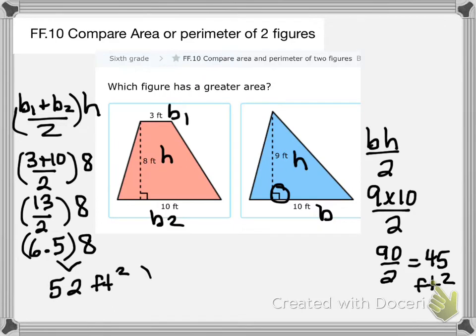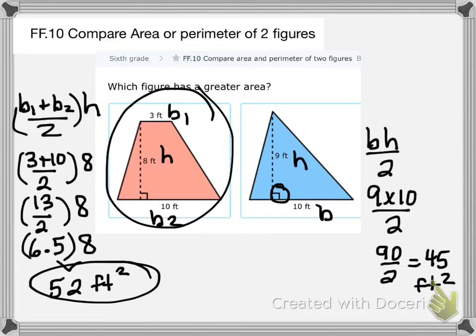So which one has a greater area? 52 is greater, so the trapezoid has a greater area.